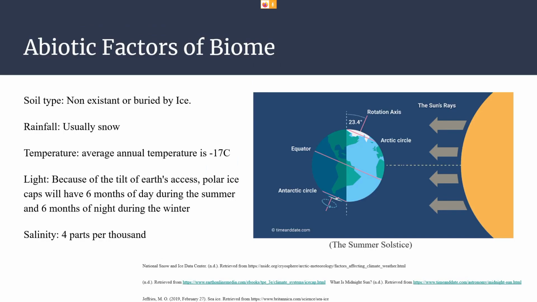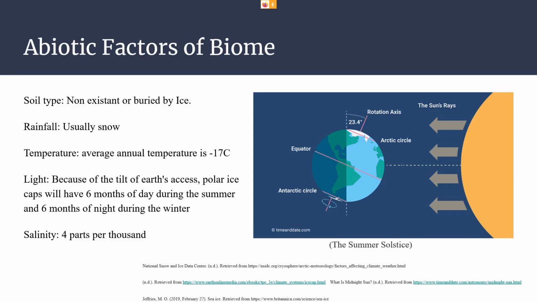The abiotic factors of the polar ice caps include soil type, which is either non-existent or buried by ice. Non-existent in the case of the North Pole, as that is a massive ice sheet over water, while in the South Pole, it's over a continent. Rainfall is usually snow. The temperature is an average annual temperature of negative 17 degrees Celsius.